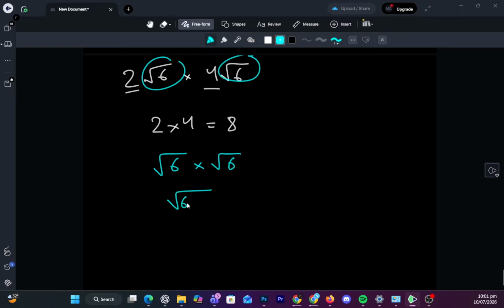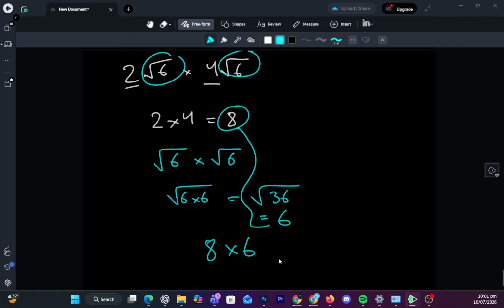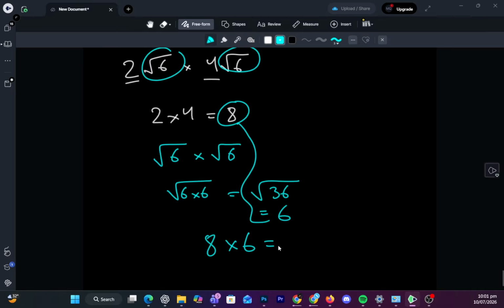Now under root 6 into 6 is equals to under root 36. Now under root 36 is 6. So this will equals to 6. Now we will multiply this 8 with this 6. 8 into 6. So the final answer will be 48.